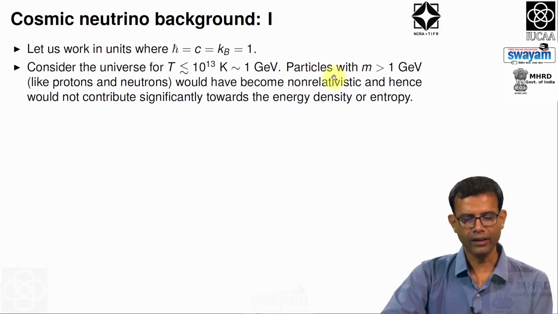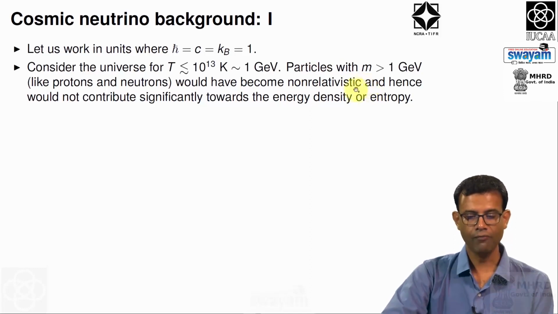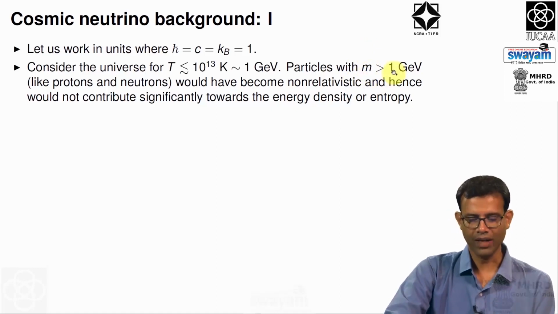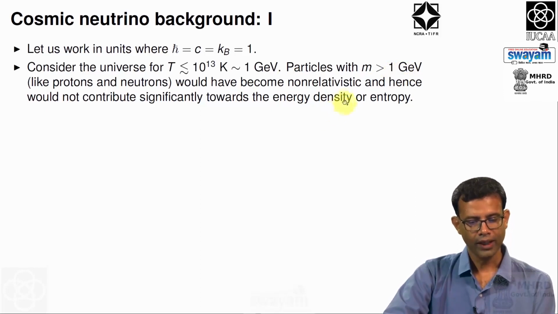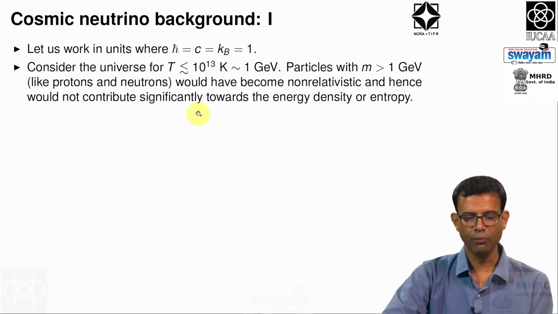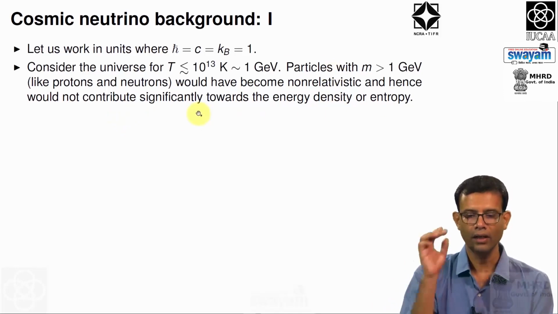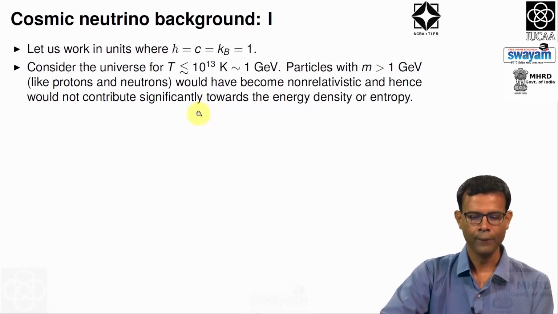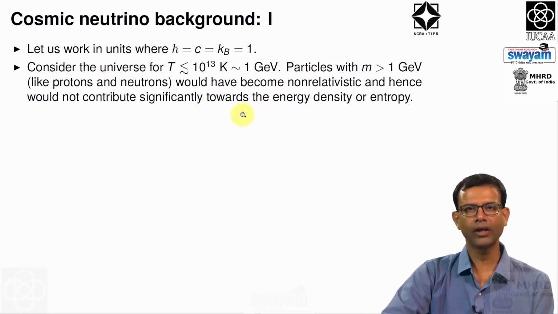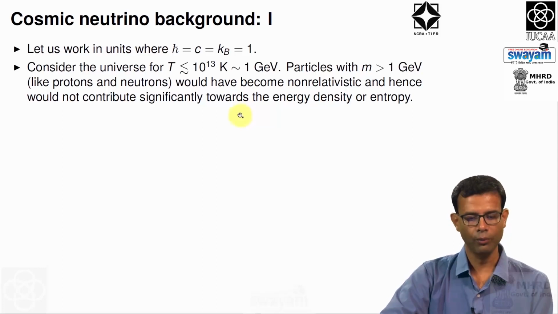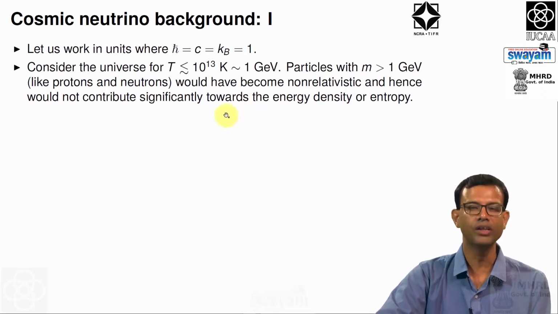At this time, particles which have mass larger than 1 GeV, like protons and neutrons, would have become non-relativistic. Okay. So, there is not enough energy. The energies of these particles will be dominated by the rest mass, and the kinetic energies are much less. So, they have become non-relativistic, and since their energies are less, they would not contribute significantly towards the energy density or the entropy of the universe. The energy or the entropy of the universe is mostly contributed by the relativistic species.